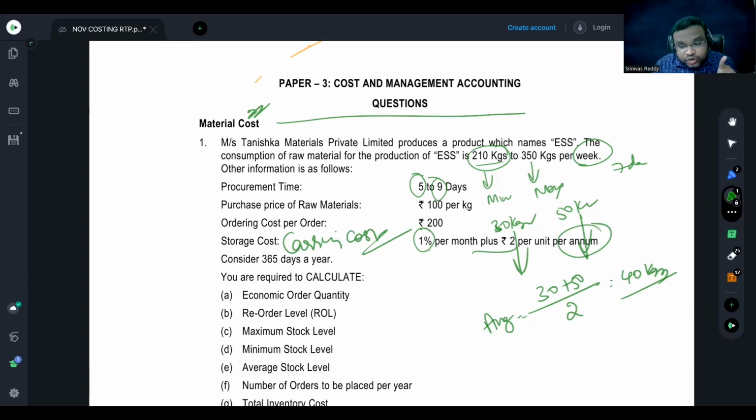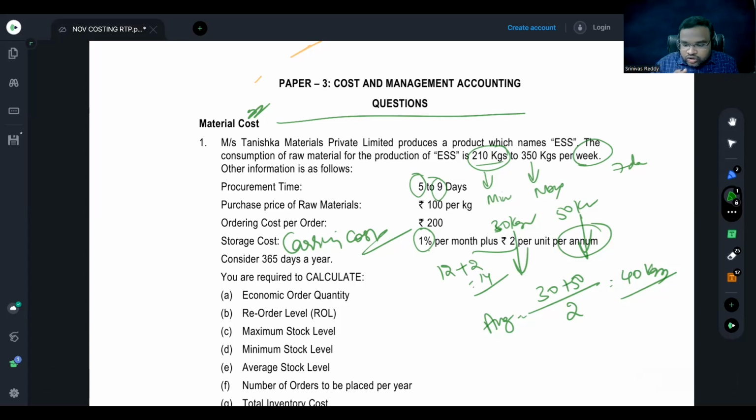How much is carrying cost per unit per annum? If 1 rupee is per month, how much would be per annum? 12 rupees. And what is the annum cost separately given? 2 rupees. So inventory carrying cost is 14 rupees per unit per annum.